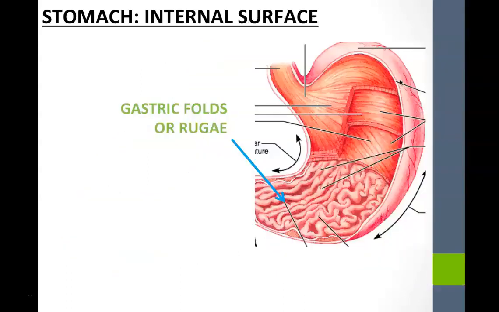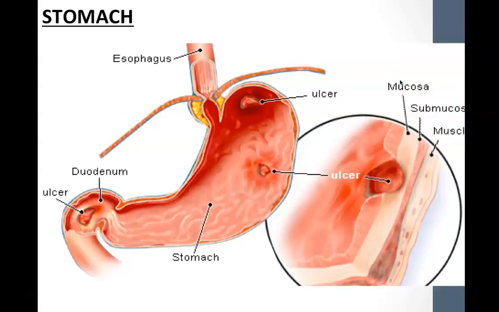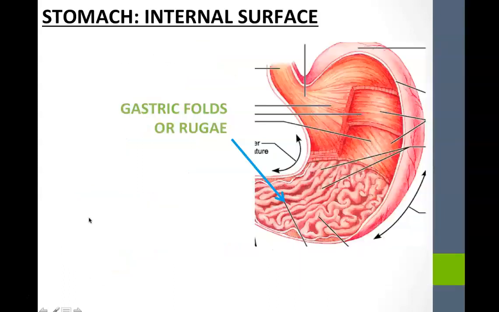If we look at an internal view of the stomach, we could see that we have these folds called rugae, or we could just call them gastric folds. And sometimes, let me go back to this over here, sometimes we can have some erosion take place in this mucosa of the rugae and get an ulcer due to high acidity within the stomach, or if we have some of the contents of the stomach move into the duodenum and we are not able to neutralize the acidic contents of the stomach, that could cause a duodenal ulcer as well.